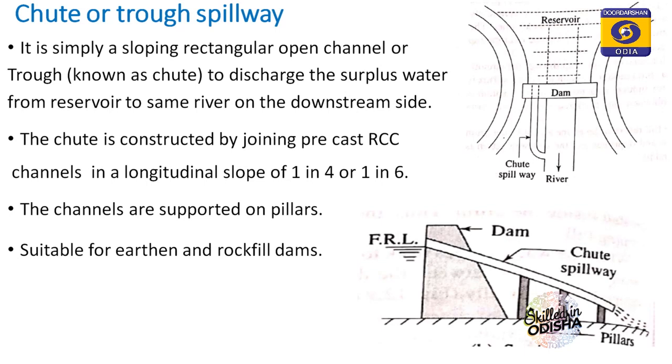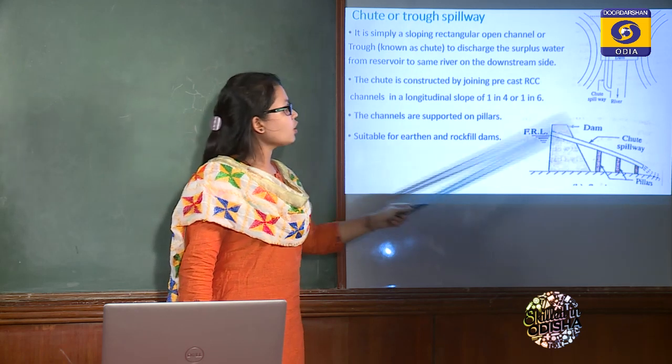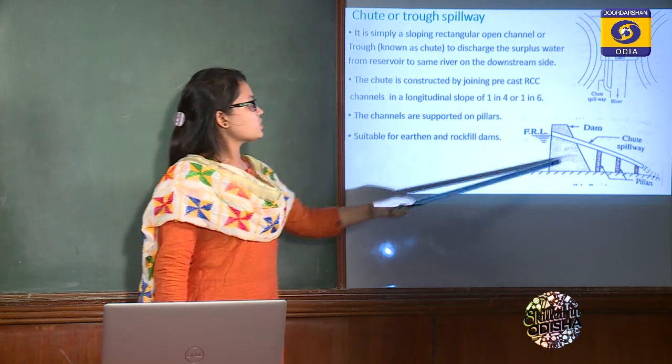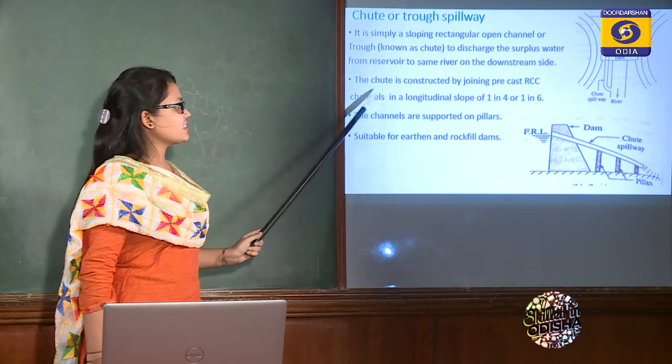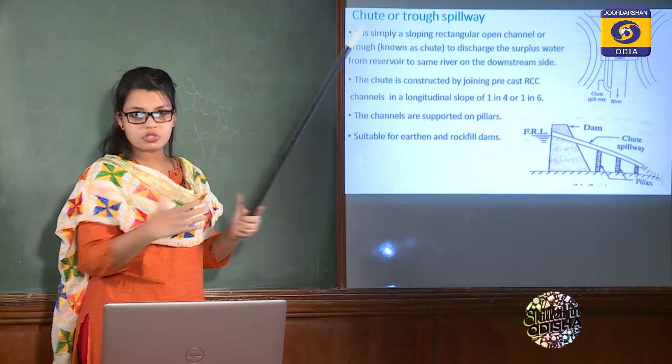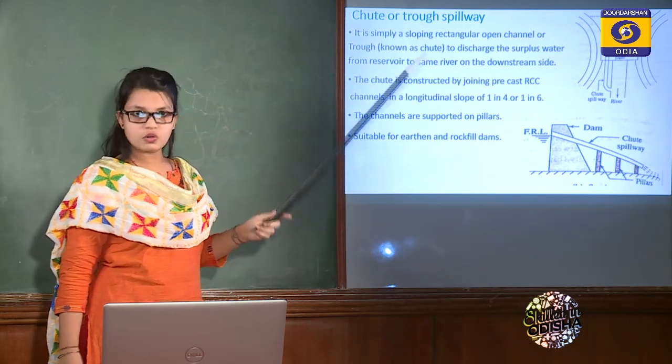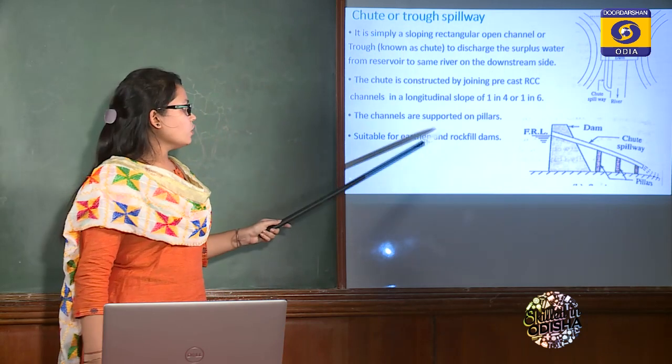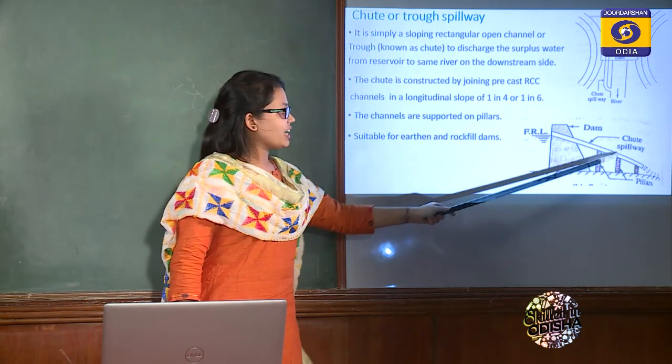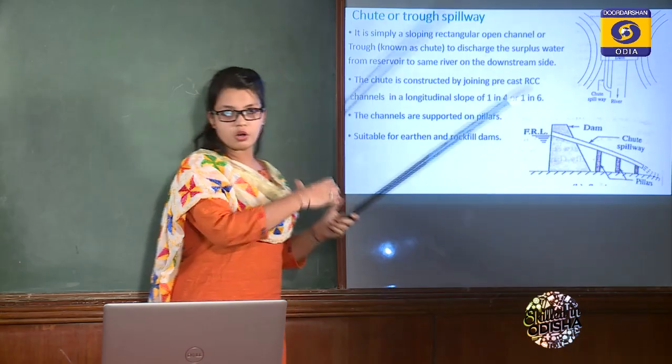It is provided with a longitudinal slope of 1 in 4 or 1 in 6, and this is constructed with the help of precast RCC channels. So RCC slabs are used for the construction of this sloping open channel. These are supported on pillars. You can see the pillars.